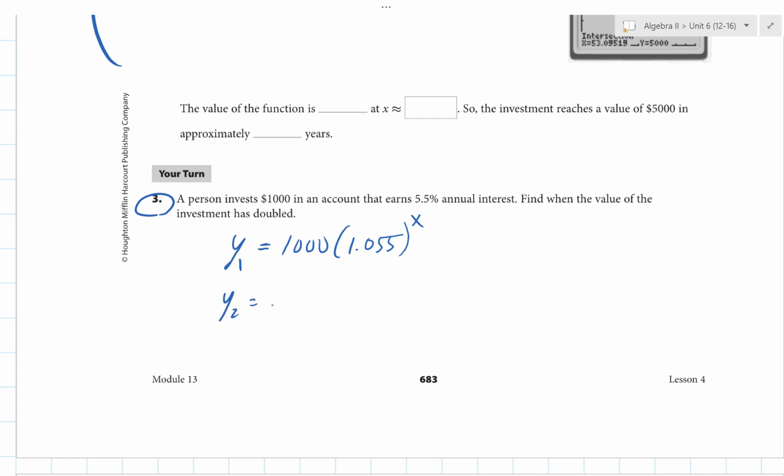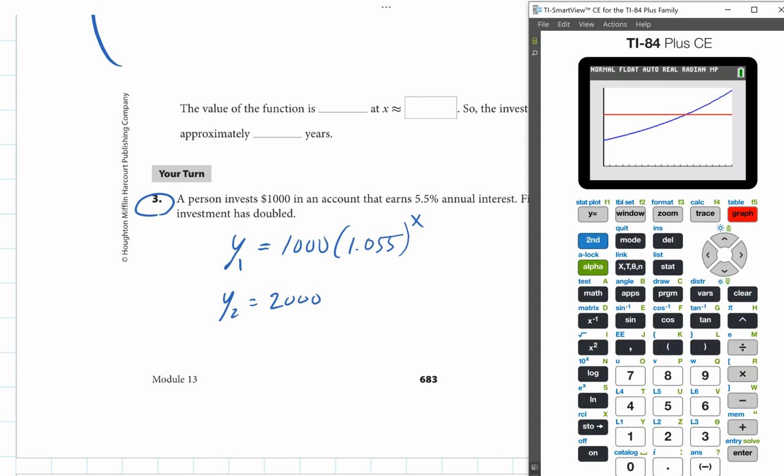If we want the investment to double, then we want it to be $2,000, and so if you put that in the calculator, there's 1,000 times 1.055 to the x, and y2 is 2,000. So when you graph those, I chose a window of 0 to 20 because I thought it would probably happen within 20 years. And then the y values 0 to 3,000. That way you can see it grow from 1,000 up to 2,000. And then the graph looks like that.